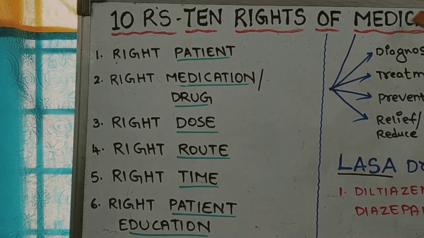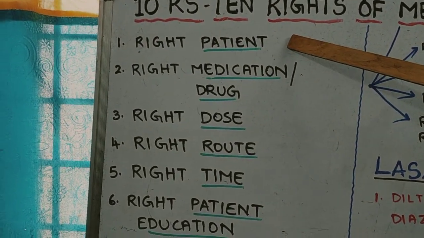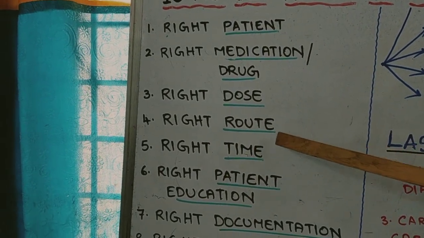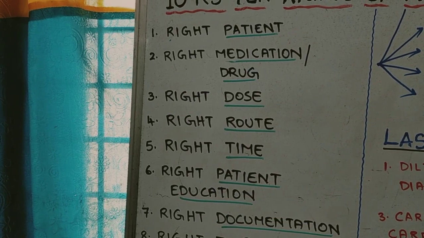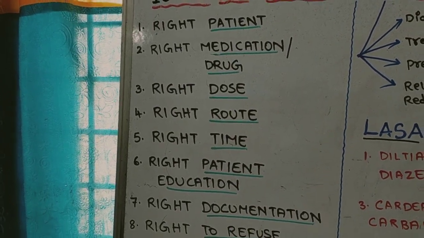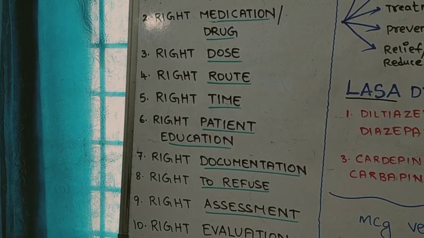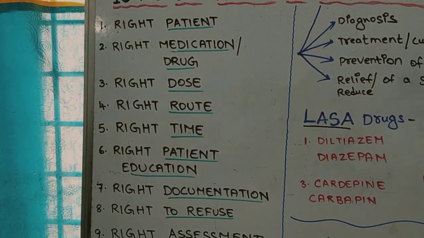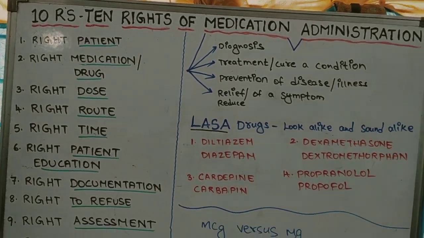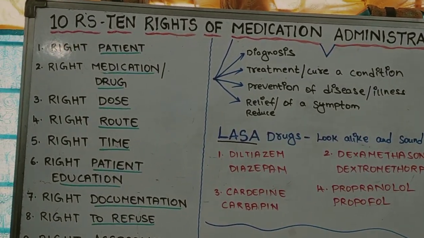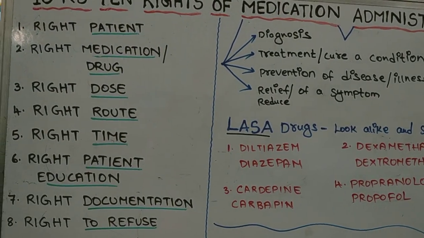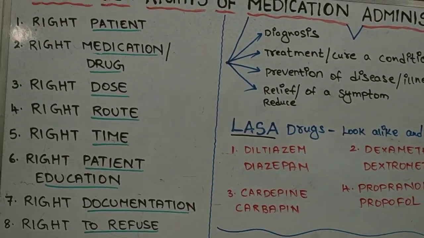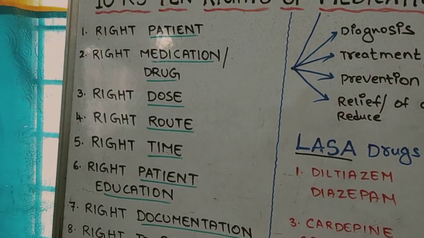The 10 R's of medication administration are right patient, right medication or right drug, right dose, right route, right time, right patient education, right documentation, right to refuse, right assessment and right evaluation. These are the 10 rights that must be followed while giving medicine to a particular patient to ensure safe administration and to achieve the purpose of medication. Now we'll discuss each one in detail.